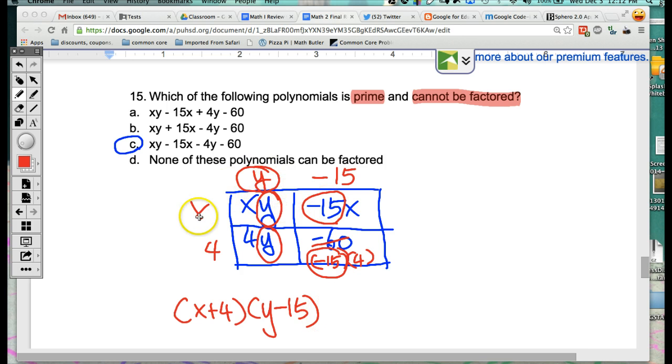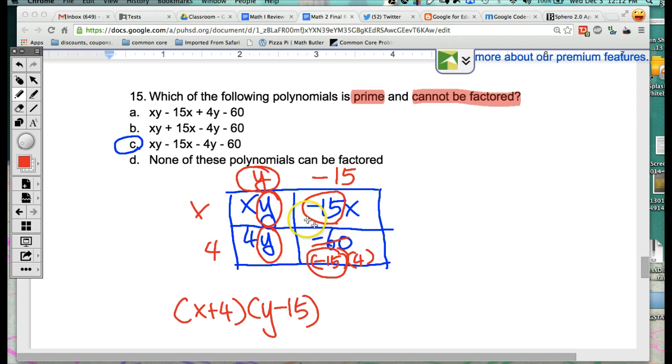And so how can you check if this is the correct answer or not? Well, multiply it back. X times y is xy. X times negative 15 is negative 15x. 4 times y is 4y. And 4 times negative 15 is negative 60. That's how you know. Okay?